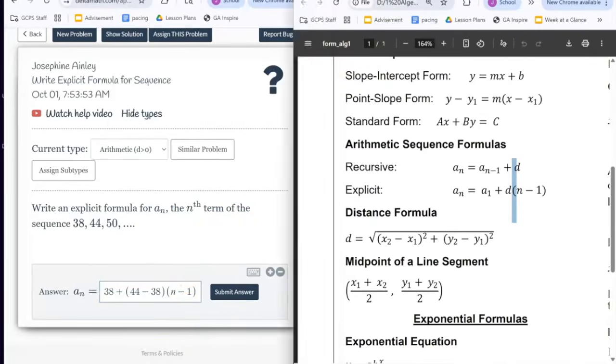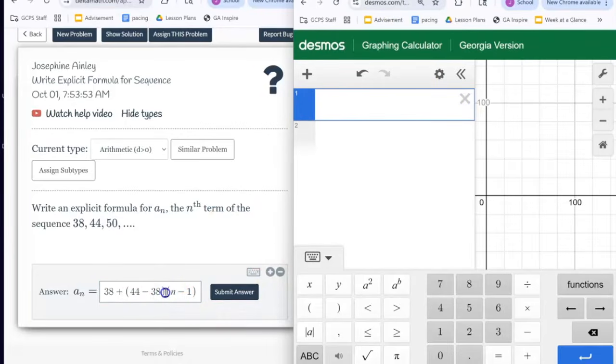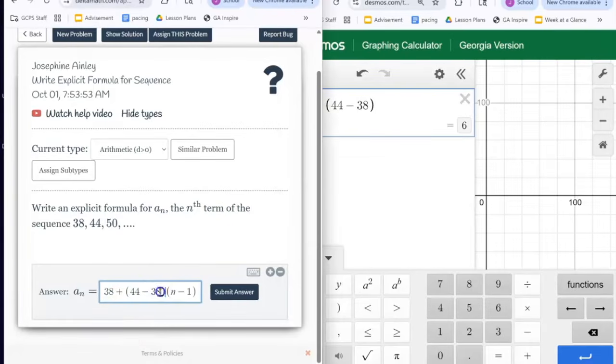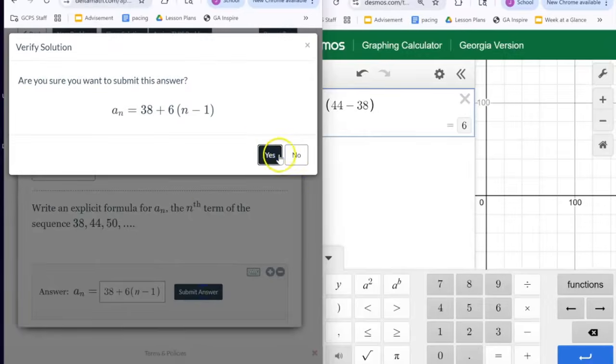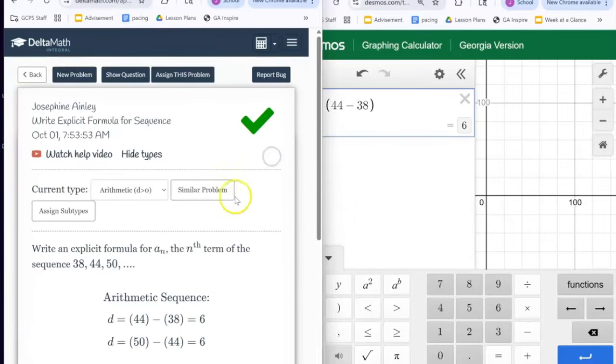I am going to simplify it because I kind of think it should be simplified. Like maybe if you get multiple choice, this would not be an answer choice. So I'm going to replace this with 6 because 44 minus 38 is 6. All right, so that to me looks a little bit better and cleaner. So that's how you do explicit.